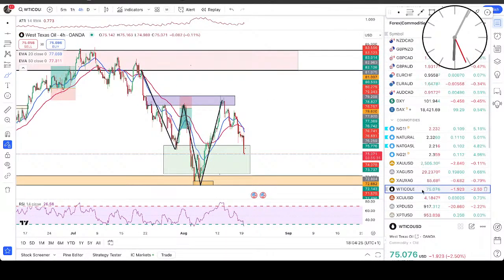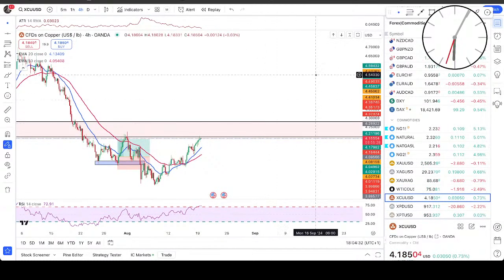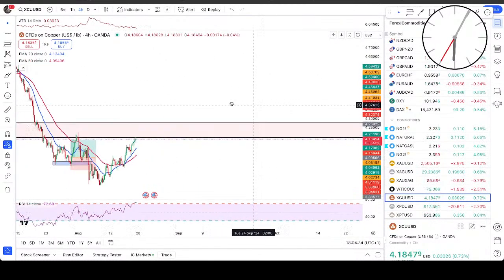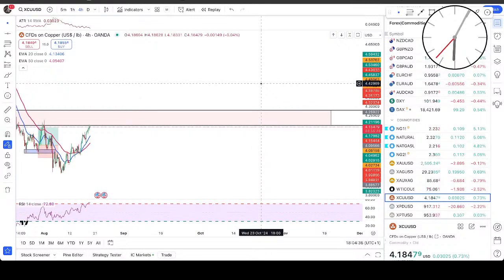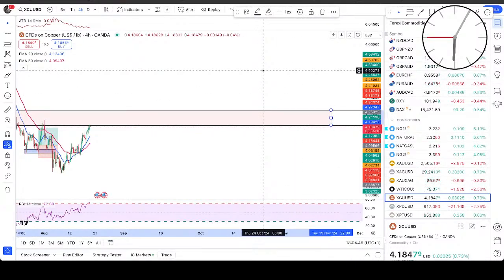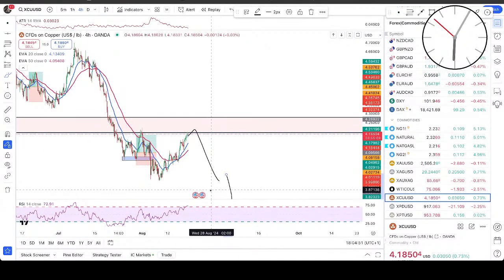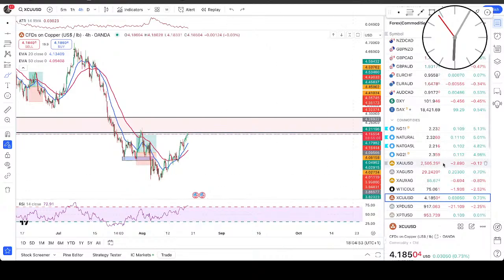Crude oil is still in the termination zone. Let's see how it goes from here if we have a bullish engulfer. Copper is now at a level of resistance. If you're looking at copper, you've got the report already for commodities. So that's the level from where we can expect some bearish push down, but with conditions only, of course.